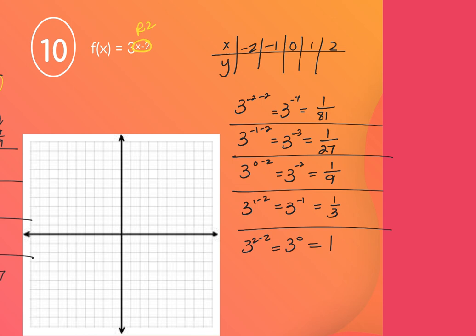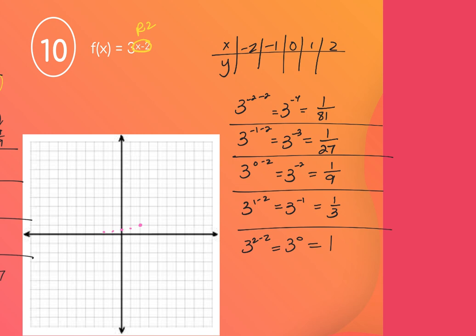Negative 2 and 1/81st is just teeny tiny right above negative 2. It doesn't have to be perfect as long as it's not at 0. 1/27th would be a little bit bigger. 1/9 would be a little bit bigger, 1/3 would be a little bit bigger, and 1 would be there.